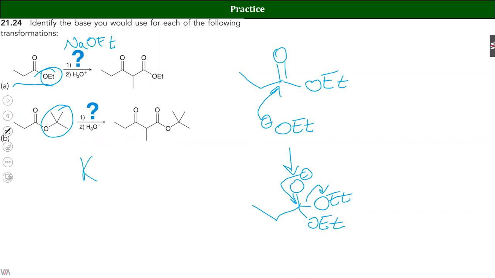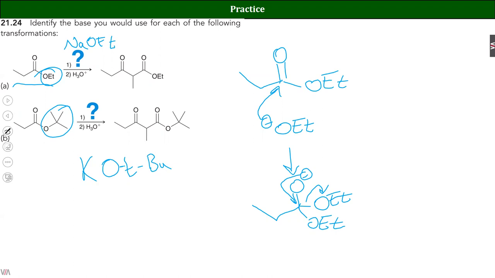Just because the size of the ion, the potassium ion, is bigger than the sodium ion, so it'll form a more stable molecule. And you can write it like that. That's like our standard. Yeah, exactly. That's right. TBOK, right?